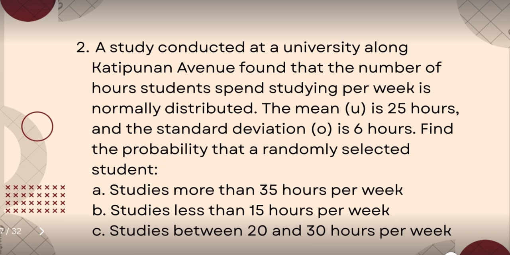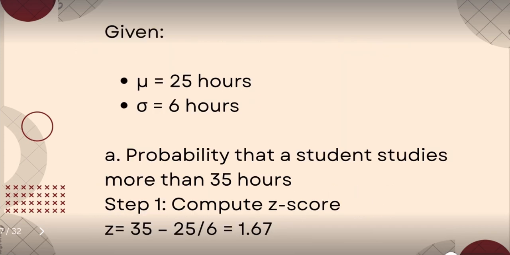So, letter A ulit yung kunin natin muna. The given are mean is equals to 25 hours and the standard deviation is equals to 6 hours. So, A, probability that a student studies more than 35 hours. Step 1, let's compute again the z-score. So, yung nakalagay dun is 35. Minus lang natin siya sa mean na 25 and over 6, which is ang ating standard deviation. So, it is equals to 1.67.